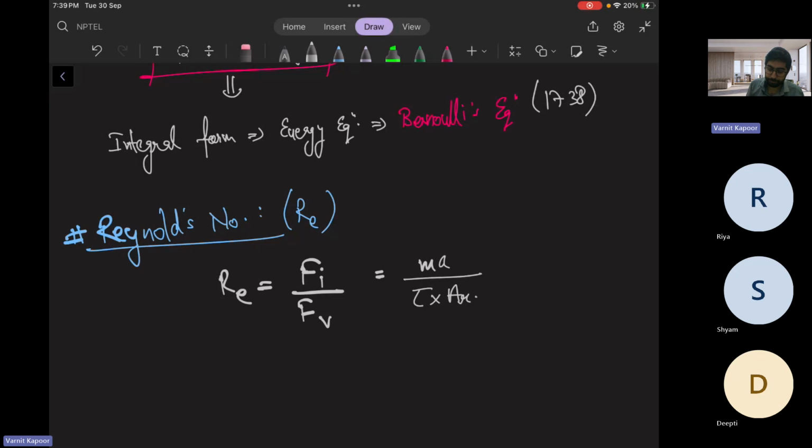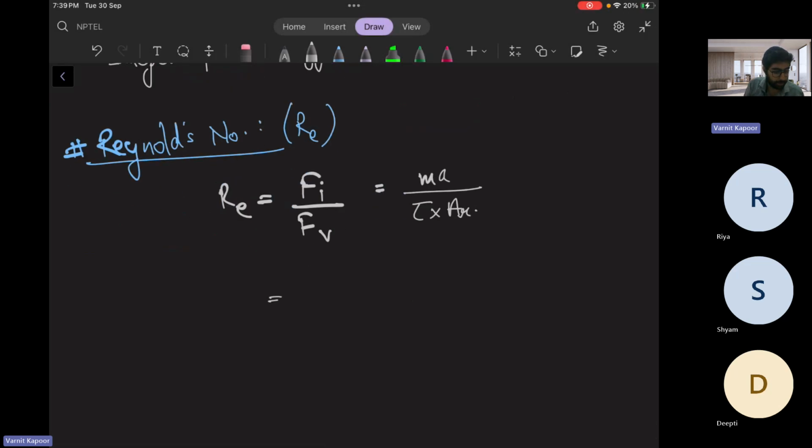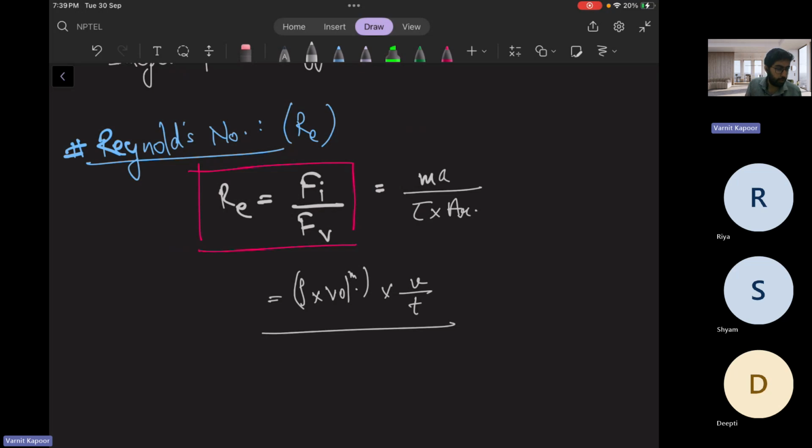What is mass? Mass is nothing but density into volume, into acceleration, which is speed over time. Okay, what is shear stress? Mu V by h, if we assume the linear profile assumption. Mu V by h into area is nothing but your L square. Okay, so volume is L.